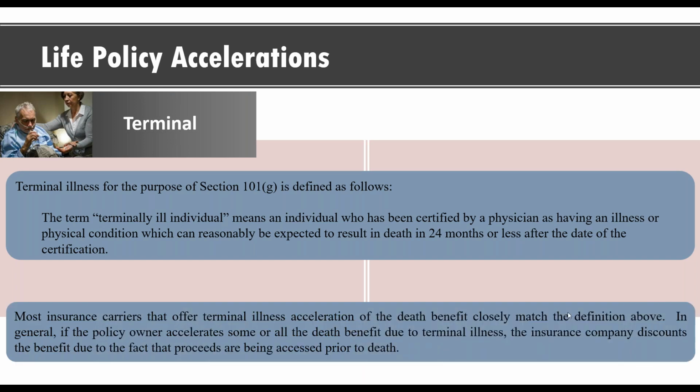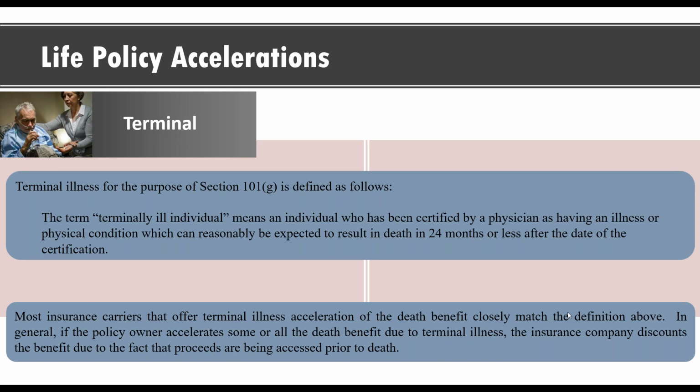Those of you who are life insurance producers, which are probably most everybody on this call, you know that if you are working with a company that provides for an acceleration on account of terminal illness, usually the insurance company will discount the death benefit to some extent due to the fact that the proceeds are being taken early. The amount of the discounting will depend in part on how early the death benefit is being accessed. And so that's usually what happens.